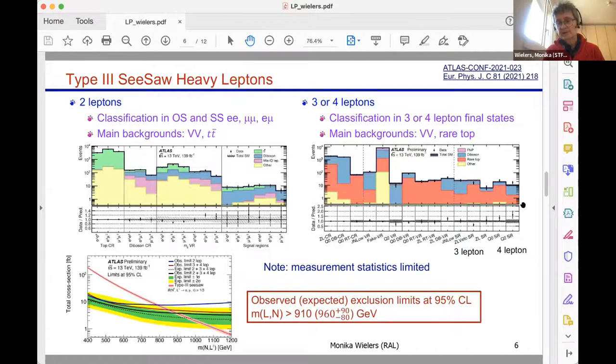And something similar can be seen on the right side in the plot, where we give you the number of events in the three and four lepton final states, where we ended up with five signal regions. Again, data and background prediction agree fairly well with each other. And this then allowed us to put a limit on those heavy leptons, and we can now exclude them up to a mass of 910 GeV.